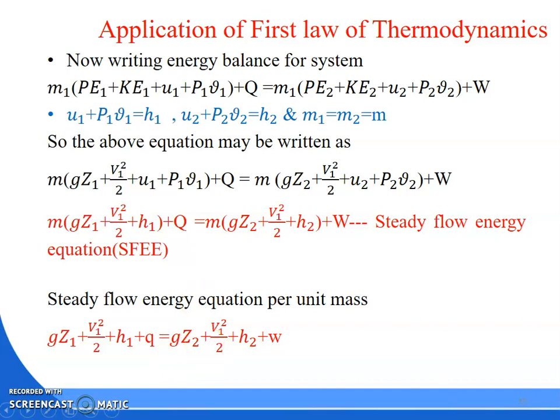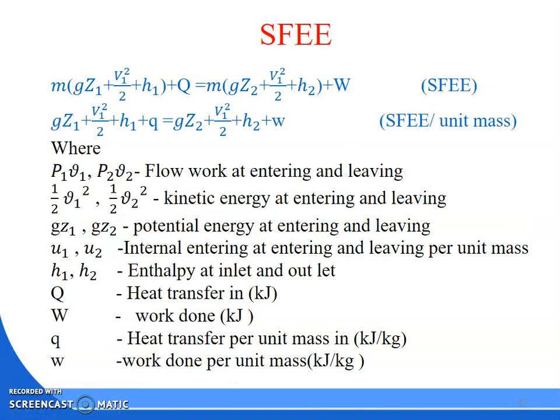What is the steady flow energy equation? And accordingly, we have to derive some formulas for the turbine and for the pump. Clear? So see, what is the steady flow energy equation? M gZ1 plus V1 square by 2 plus h1 plus Q is equal to M gZ2 plus V2 square by 2 plus h2 plus W. That is the steady flow energy equation. What is the steady flow energy equation per unit mass? gZ1 plus V1 square by 2 plus h1 plus Q by M, that is small q, equal to gZ2 plus V2 square by 2 plus h2 plus W by M, that is small w.